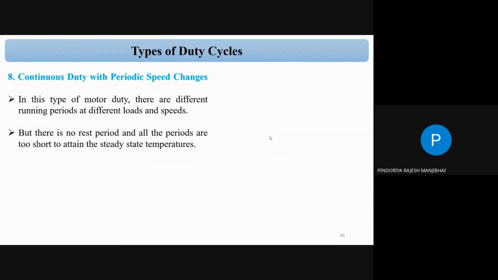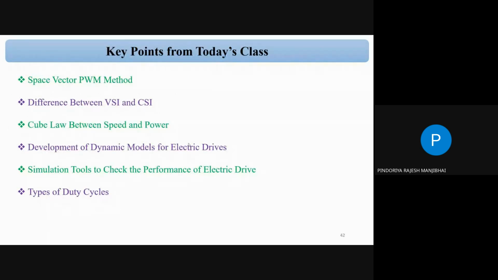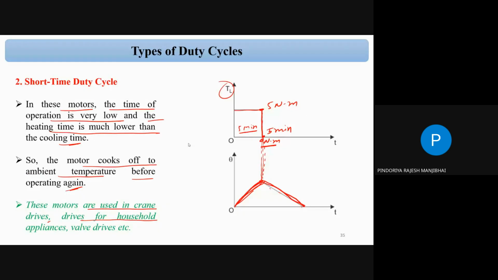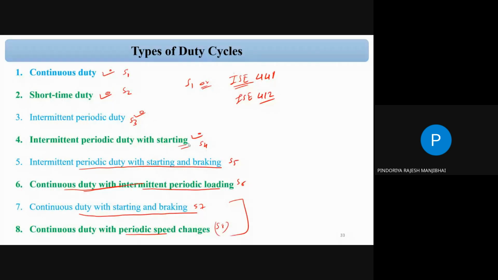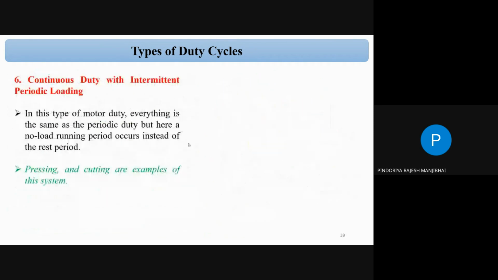Continuous duty with the periodic speed change. Yes. So periodic speed change, that is a new thing. In this type of motor duty cycle, there are different running periods of different load and speed, but there is no rest period, and all the periods are too short to attain the steady state temperature. Okay, so there is a periodic speed change. So this type of duty is the most important for your EST paper, not for the MST. Yes, so this one is the final one.